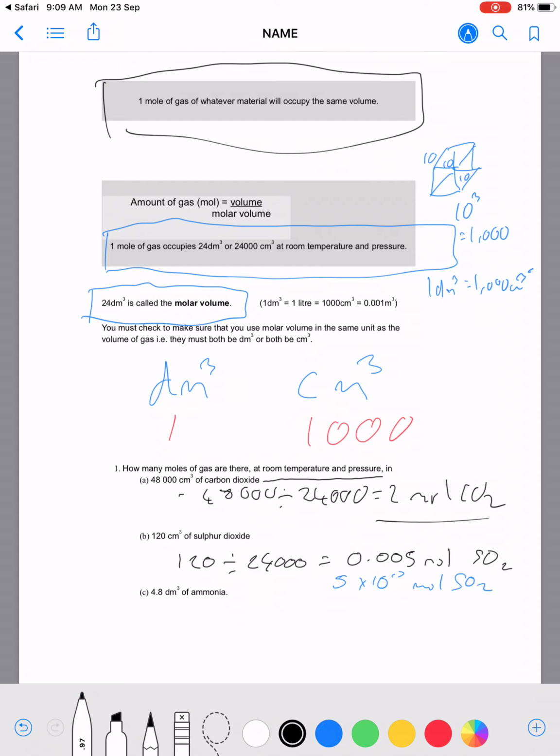Now we've gone from cm cubed to dm cubed, so we'll use the 24 instead. So it's going to be 4.8 divided by 24, which all you mental arithmeticians will be 0.200 moles of ammonia, which is NH3.